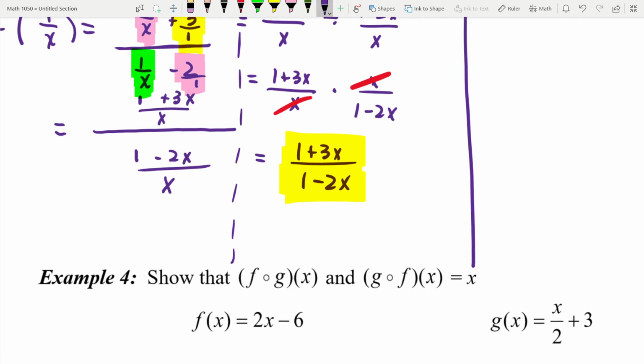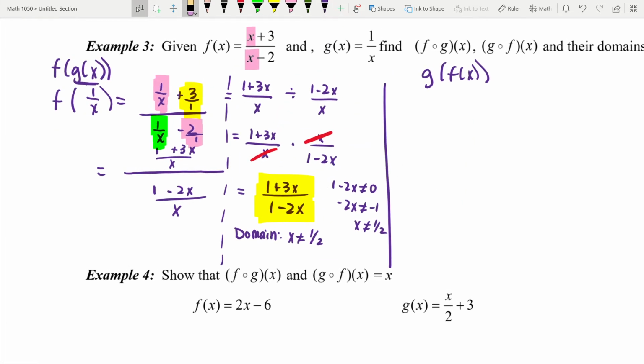Now they're asking me for domain. What comes out? 1 minus 2x. Everybody go, 1 minus 2x cannot be 0. So that means a negative 2x cannot be a negative 1. Divide, x cannot be equal to 1/2. So that's part of my domain. Okay, now I want everybody to just kind of look forward right here for a second and watch this, okay?